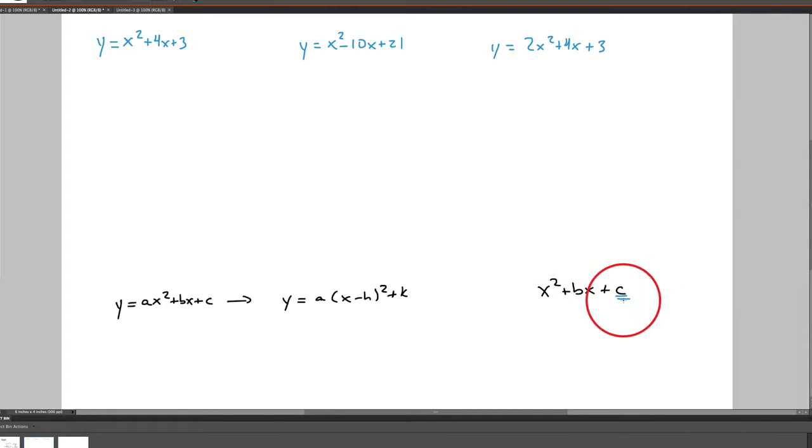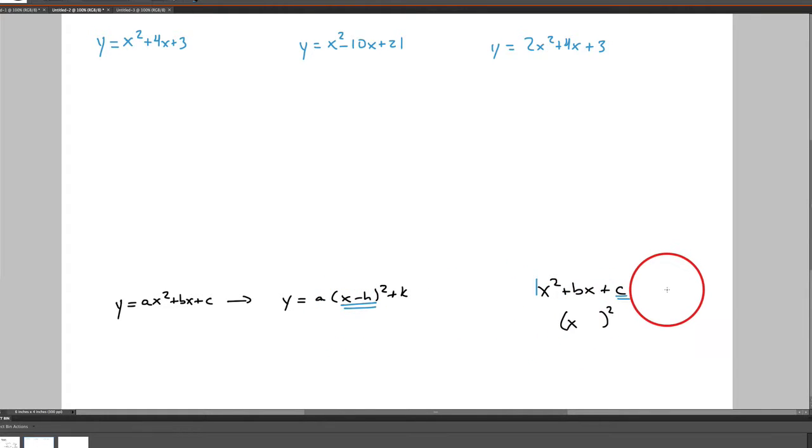Recall that with completing the square, what we're trying to do is find a value for our c in this 1x squared plus bx plus c expression. We do have to have a 1 in front. But basically, what could we put in for the value of c that would cause this to factor into a square of a binomial? The reason we want to do this is because our vertex form characteristically has a squared binomial in it.